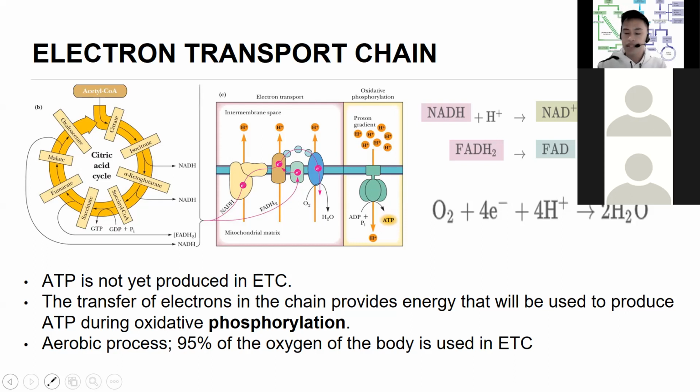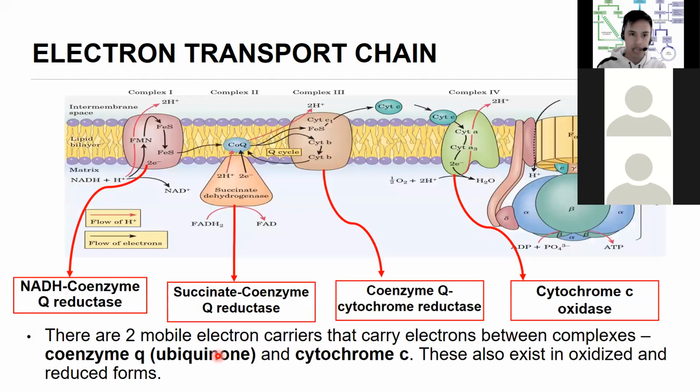Okay? Again, like what I mentioned, it is highly aerobic. In fact, 95% of the oxygen in the body is used in the ETC. So that is why if there are disturbances in the intake of oxygen in the body, then that could always destroy the electron transport chain, because this needs a lot of energy. This needs a lot of oxygen.